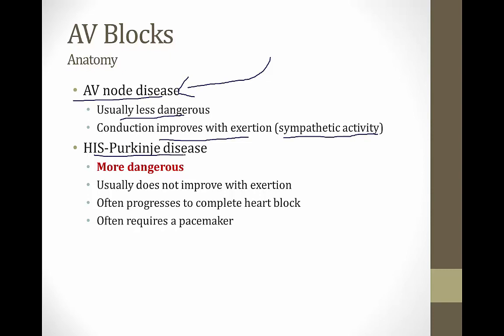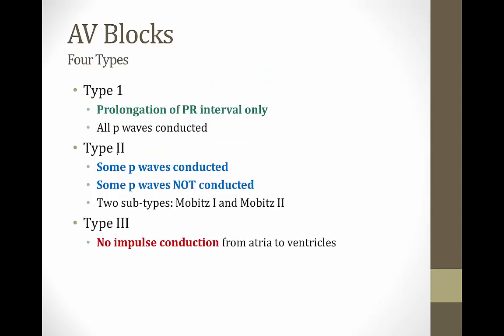His-Purkinje disease, on the other hand, is more dangerous. It usually does not improve with exertion, and it often progresses to complete heart block where none of the atrial impulses are being conducted to the ventricles, and His-Purkinje disease often requires a pacemaker for therapy. So now that we understand those principles of AV blocks, let's talk about the four types of AV blocks in terms of how they appear on the surface EKG.